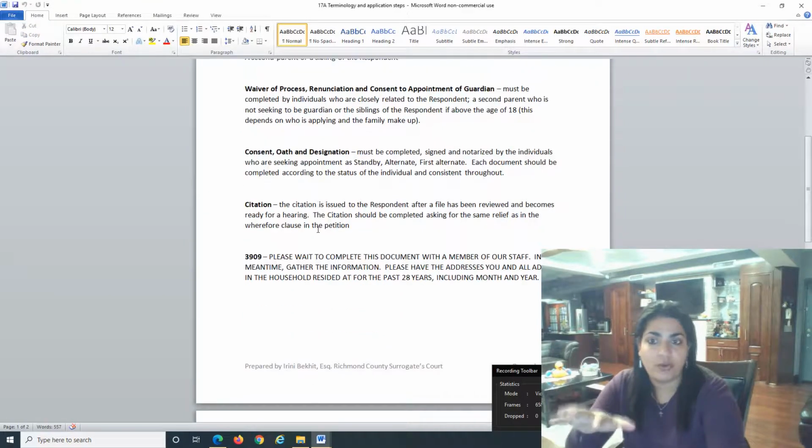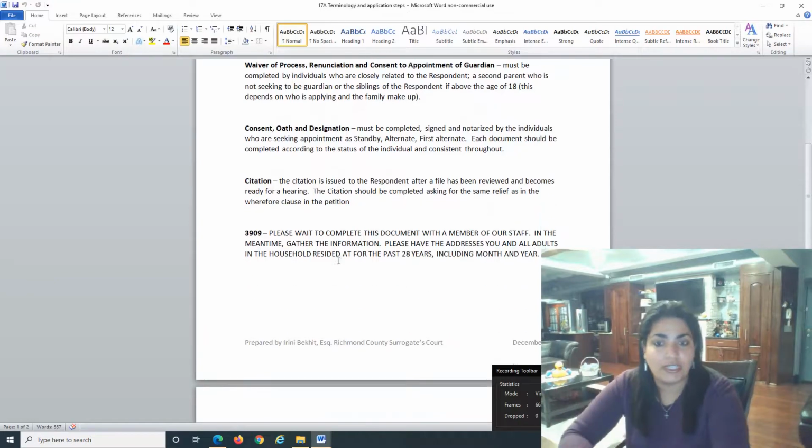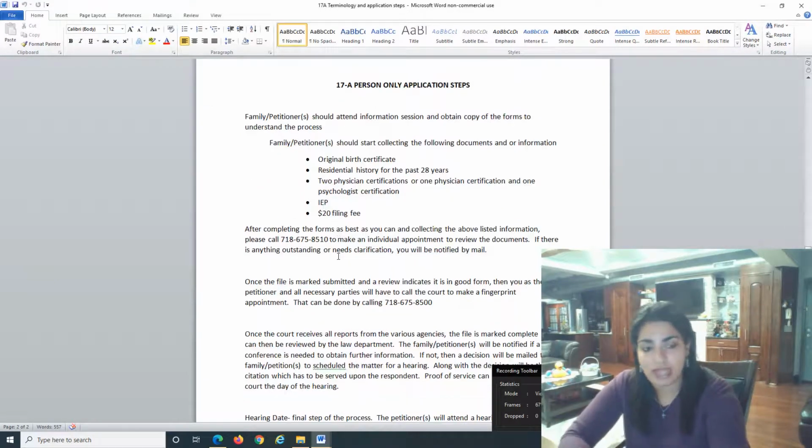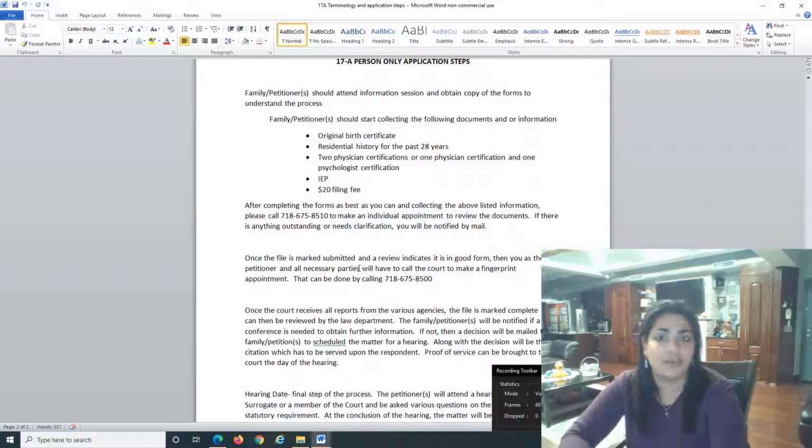Okay, so those are the forms and some of the terminology that you're going to need. The next thing I'd like to go over with you is now just general steps. Now, this all applies to the guardianship process in the Surrogates Court of Richmond County. This is how we do things. Different counties may do things a little bit differently.